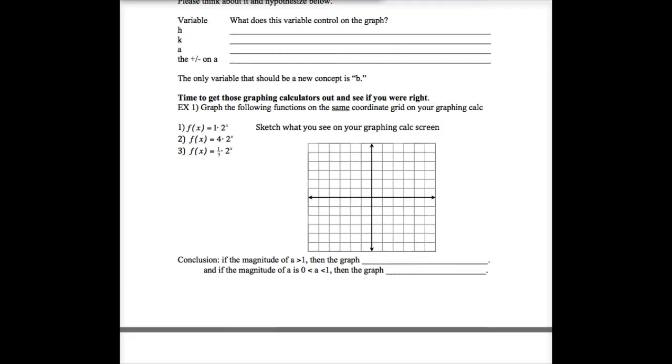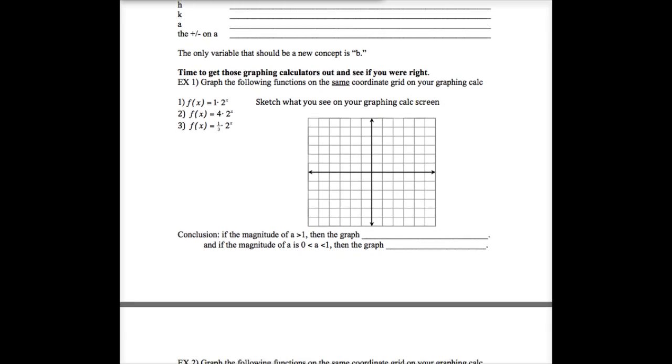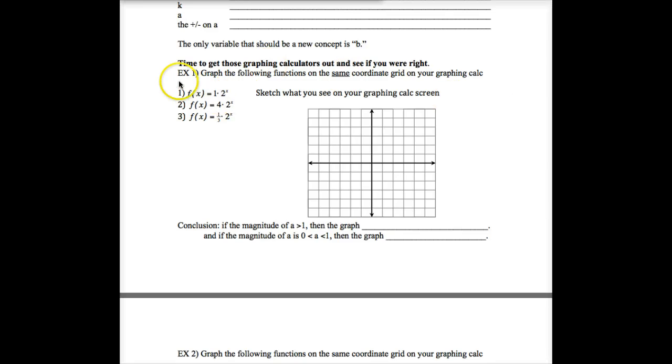Now, in order to complete this, you need your graphing calculators. So if you don't have it with you, pause this and get it, because you need to actually graph these in your graphing calculator if you want to know what you are doing. So for example 1, it says graph the following functions on the same coordinate grid on your graphing calculator. So that means what you're doing is you're going to your y equals screen, and in your y1, you're going to type in 1 times 2. Your exponent button, remember, looks like this. It's a little caret. So you'll press the caret button and then put in x. So that should be your y1.